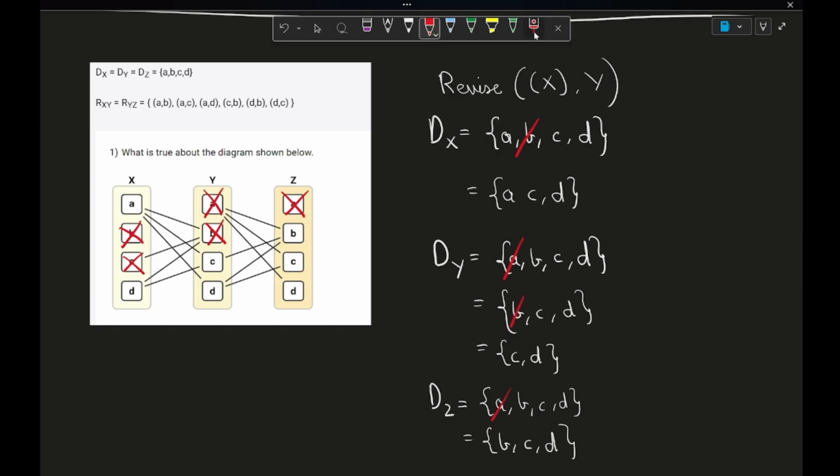Why are we removing B? Because B never occurs in the first position, and that's why we removed B and we got it here. Now because DY has been updated, we also need to check the other relations. With the updates we did for RX and RYZ, because DY has other relations with other variables, we should again check the consistency between X and Y, right?